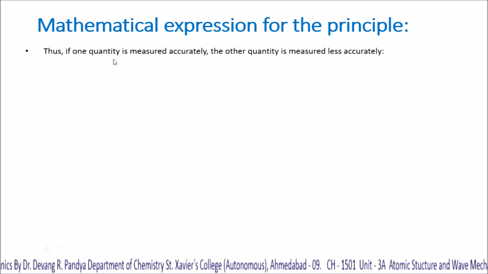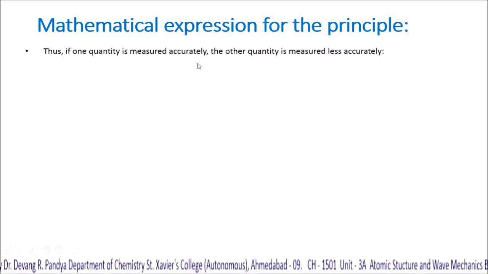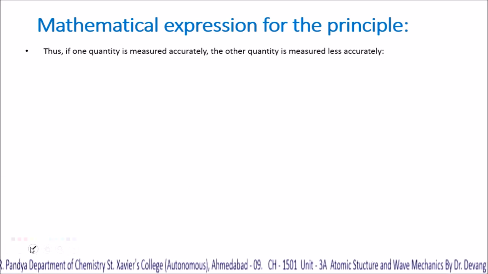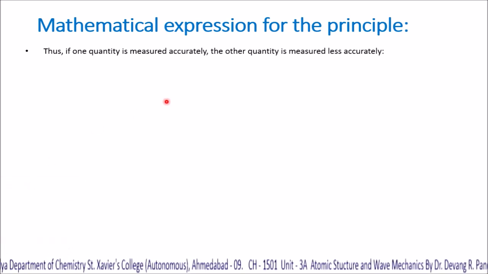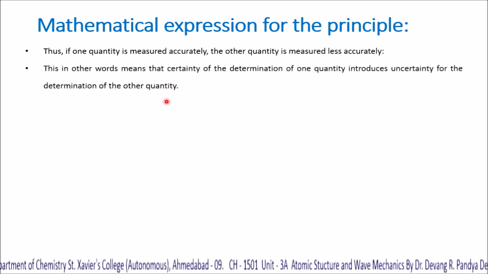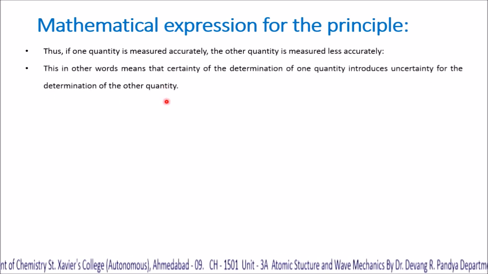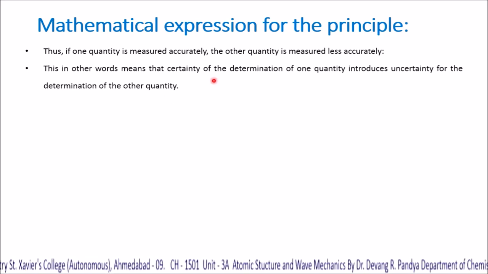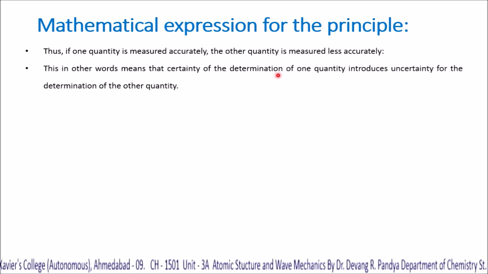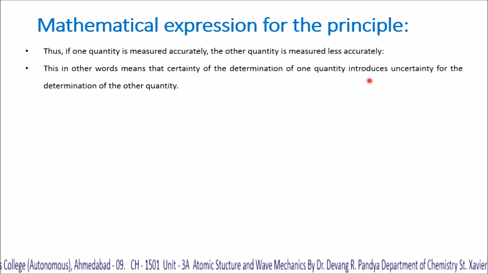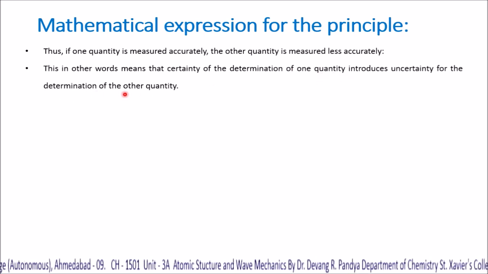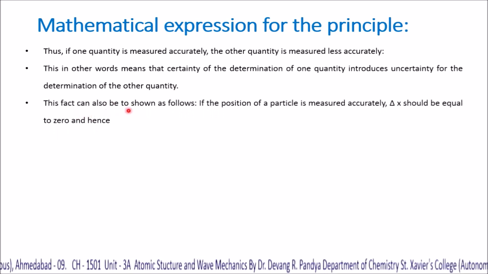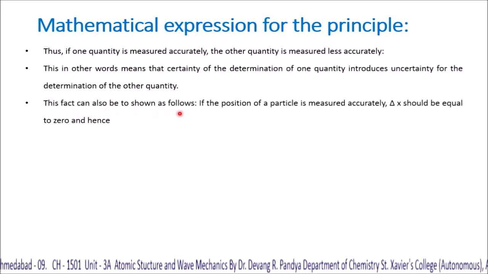Thus, if one quantity is measured accurately, the other quantity is measured less accurately. This, in other words, means that certainty in the determination of one quantity introduces uncertainty in the determination of the other quantity. This fact can also be shown as follows.